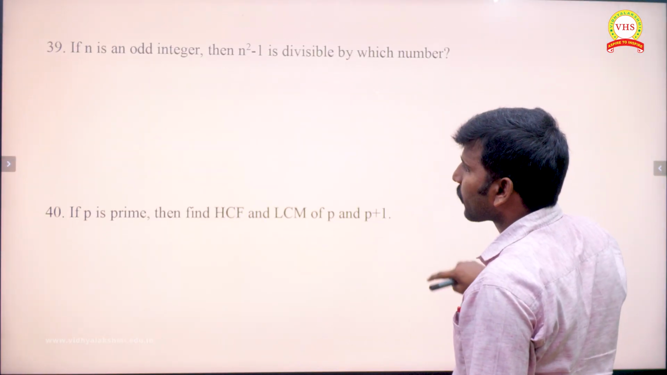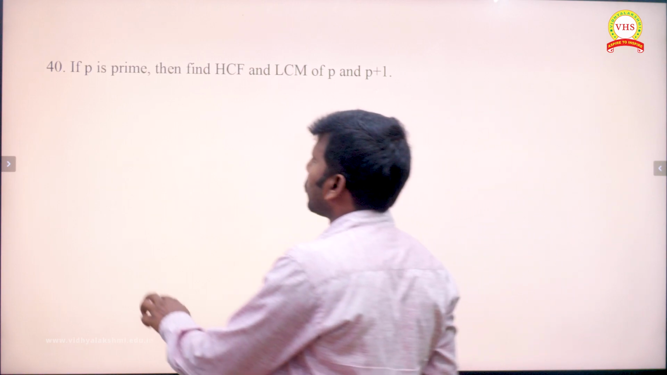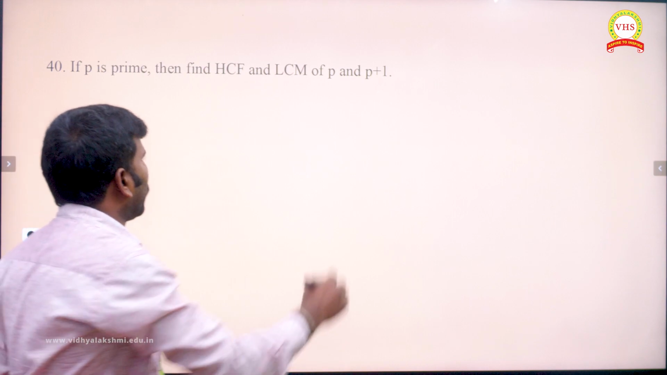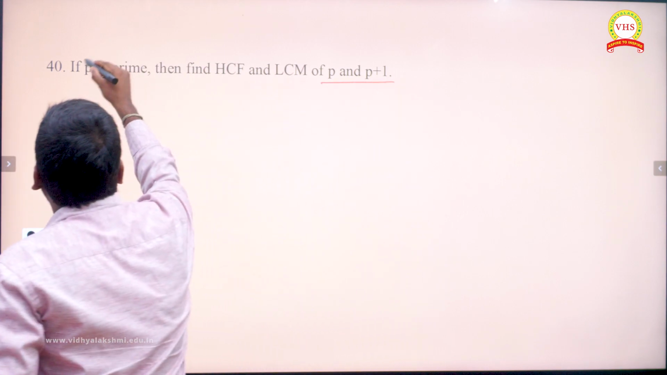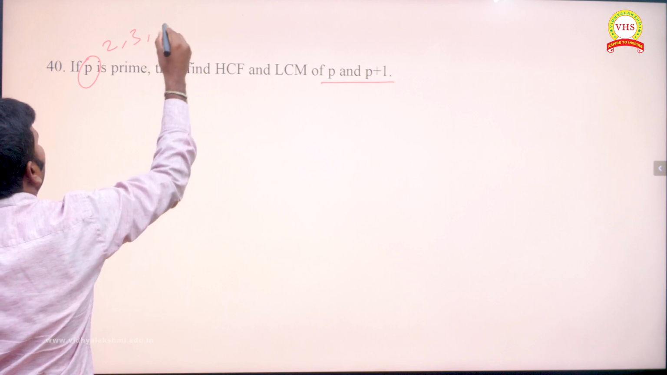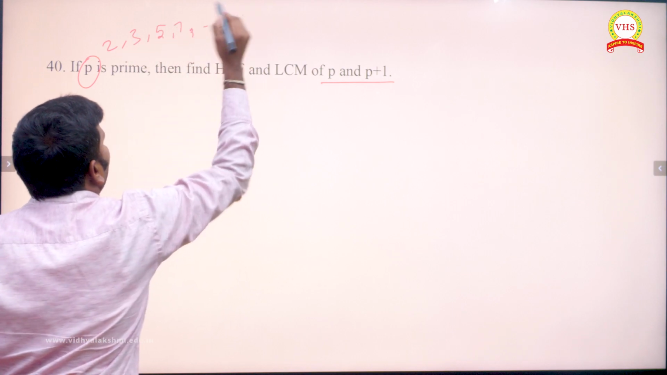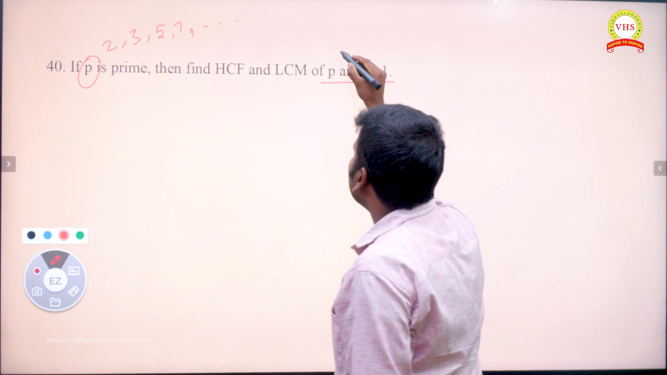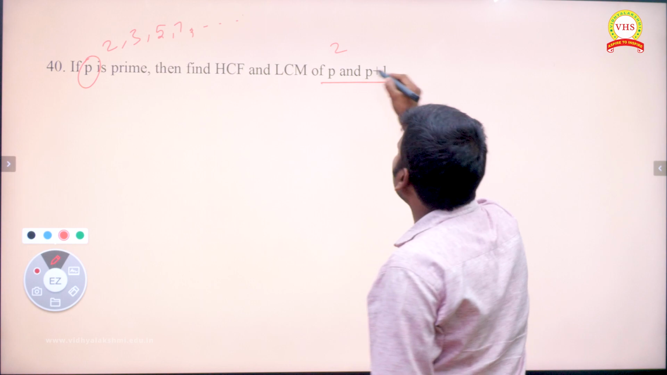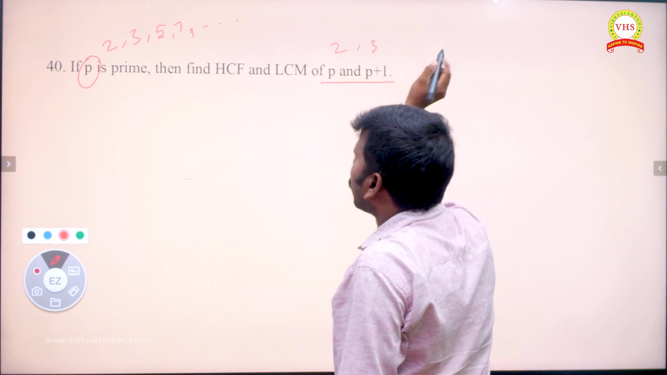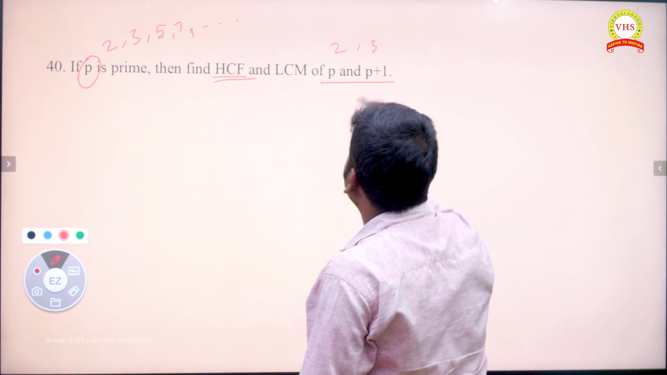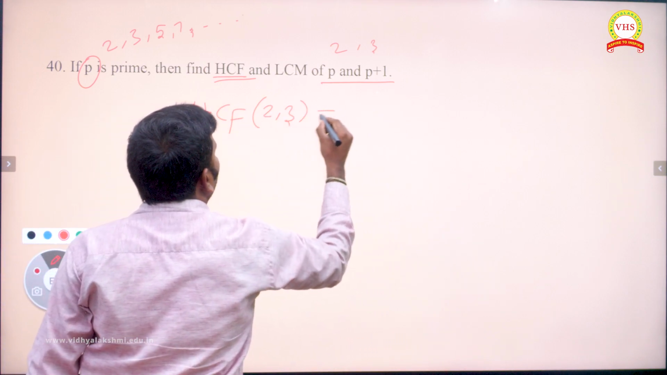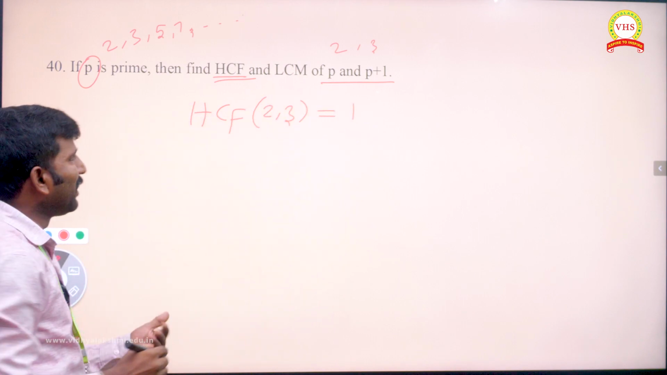Next, question number 40 we are going. See question number 40. If P is a prime, then find the HCF and LCM of these two numbers. P is a prime, prime in the sense 2, 3, 5, 7. You take any number, first you check, you substitute. Suppose it's 2. If I'm taking 2 plus 1, 3. What is the HCF of 2 and 3? There is no common factor, so 1.